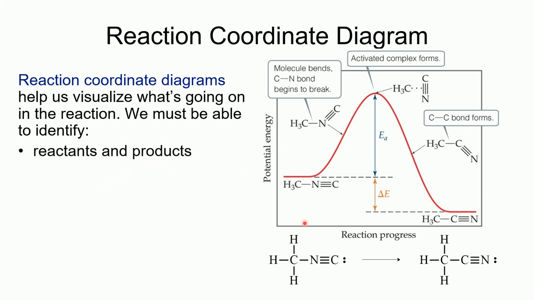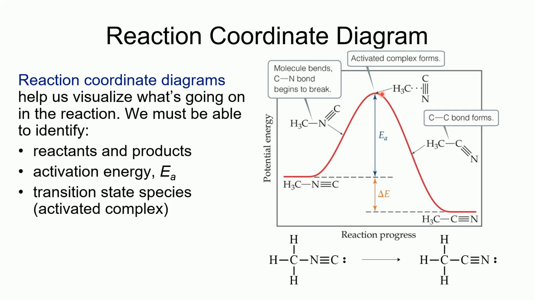So the things that you need to be able to identify on a reaction coordinate diagram include the reactants and the products. So here's the energy of the reactants, there's the energy of the products. You need to be able to identify the activation energy, which is the difference between the energy of the reactant and the energy of the transition state. The transition state is this maximum energy here. So that is our transition state energy.